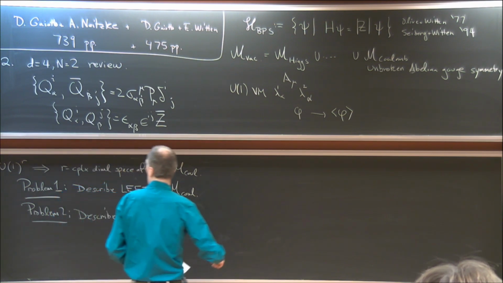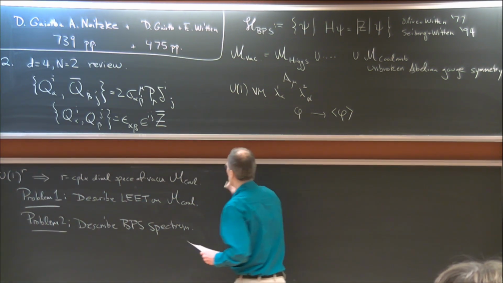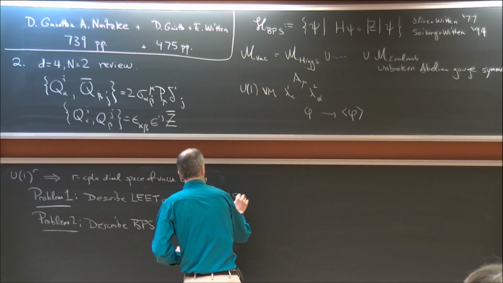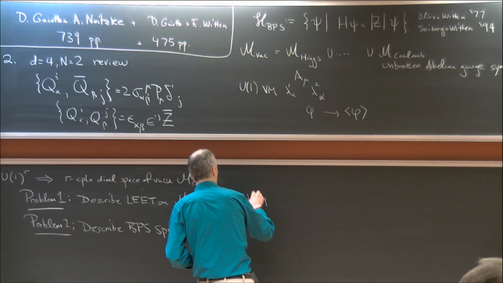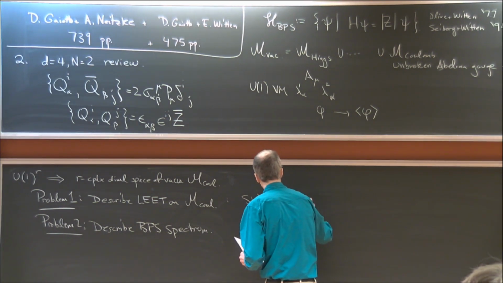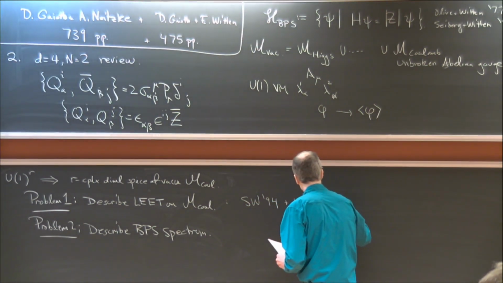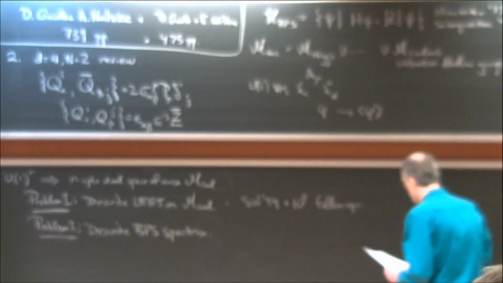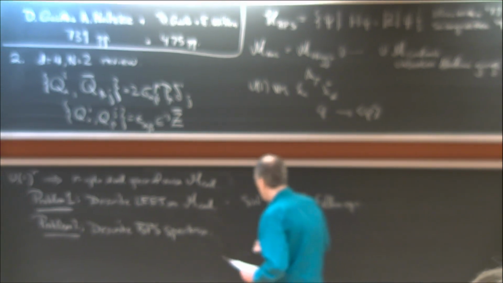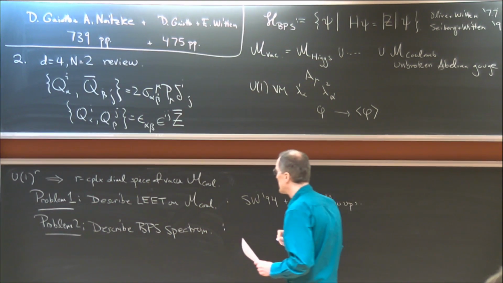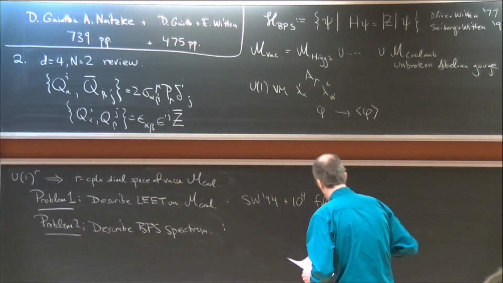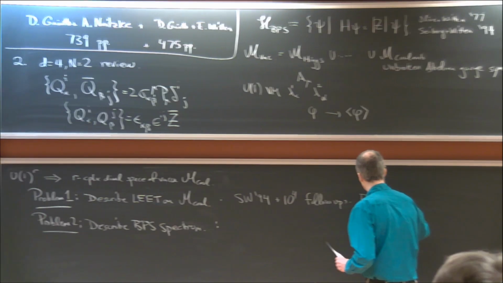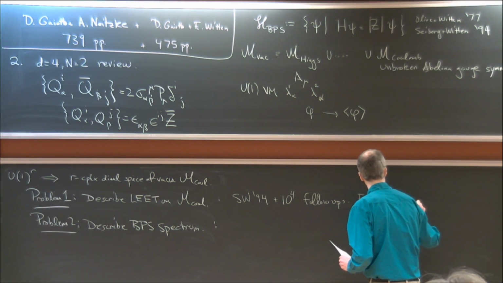Okay, so here, the answer to problem one is the Seiberg-Witten paper from '94 plus approximately 10 to the 4th follow-up papers. And I'll explain a little bit what the solution looks like. And the answer here, so this is a solution for a large class of theories, a very large class of theories.